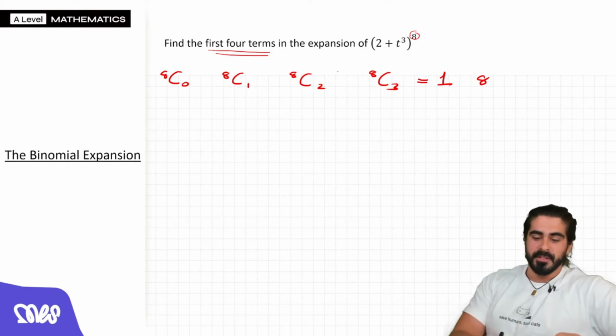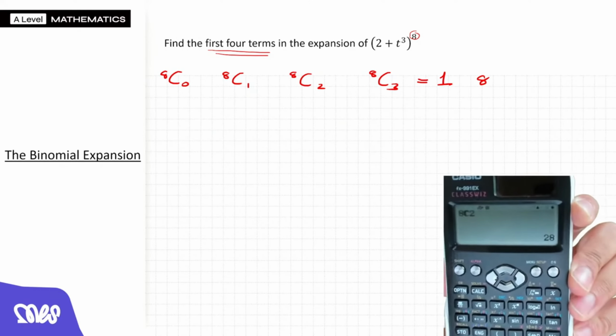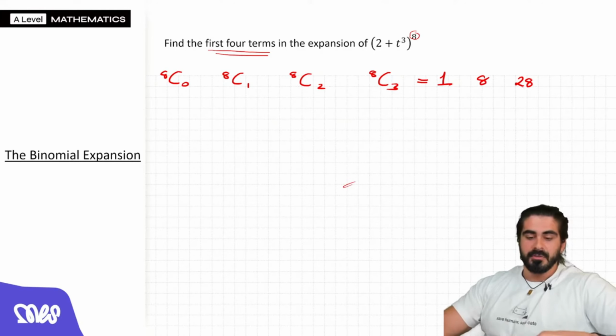Now 8 choose 2, I'm going to type that in. 8, then we do shift, press the divide button, 2, you see that's 28. Then 8 choose 3, we can just go back, change that to a 3. Small hands, 56.